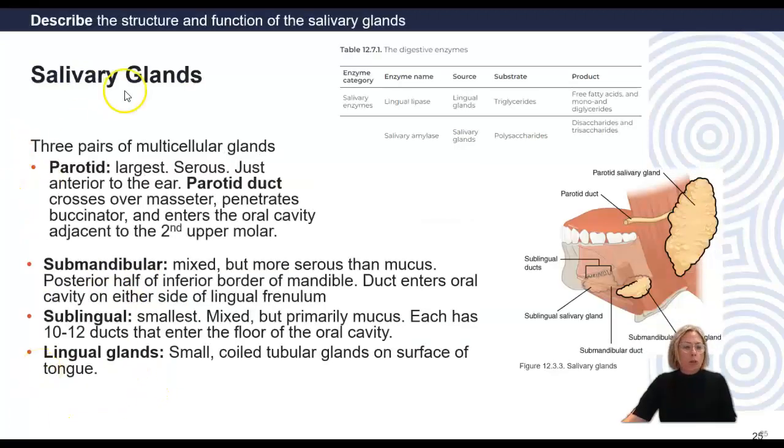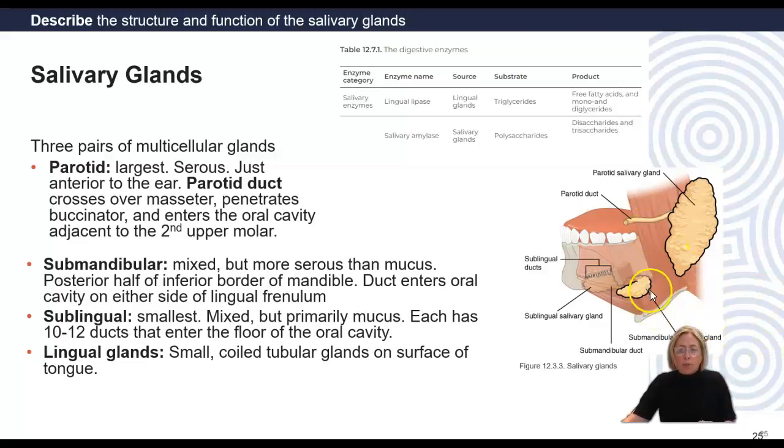Okay, so we are going to talk about the salivary glands in this part of the topic because they are associated with the oral cavity. And they produce saliva, believe it or not. There are three pairs of multicellular glands. The parotid here is the largest. And they produce a serous or watery secretion. They're located just anterior to the ear, and the parotid duct itself crosses over the masseter and it penetrates the buccinator and it enters the oral cavity adjacent to the second upper molar.